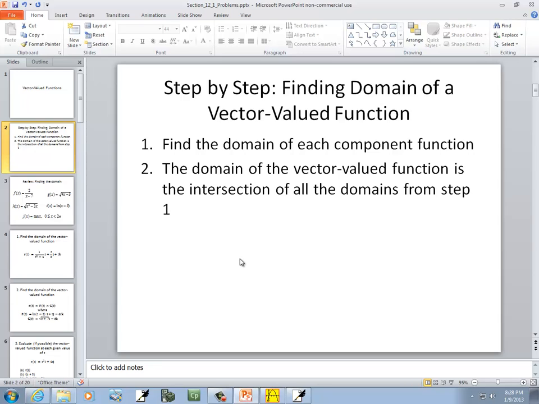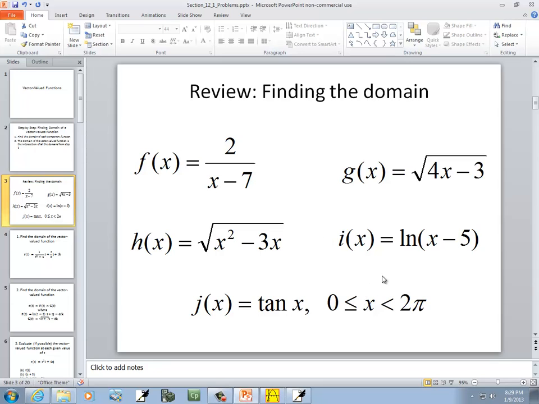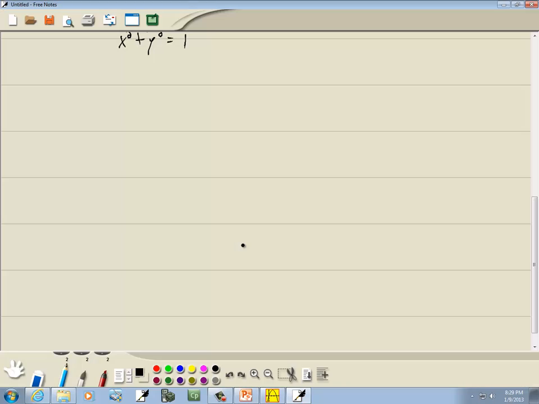Now, these first problems talk about finding the domain of a vector valued function. The key is to first find the domain of each component function. That's whatever's in front of our i, whatever's in front of our j, and whatever's in front of our k. Then the domain of the vector valued function is the intersection of all the domains from step 1. Well, let's review a little bit how to find a domain, because you need to know that for these problems.